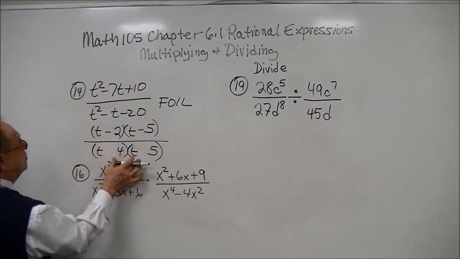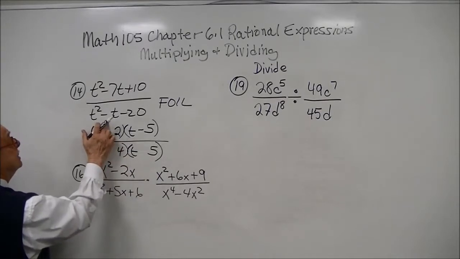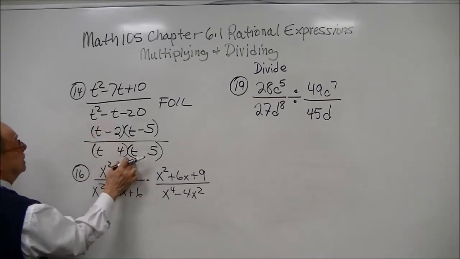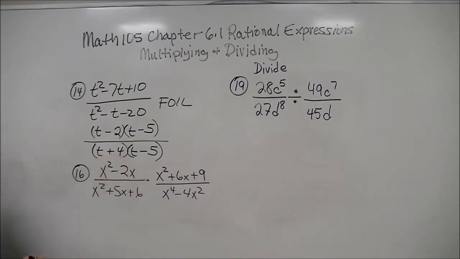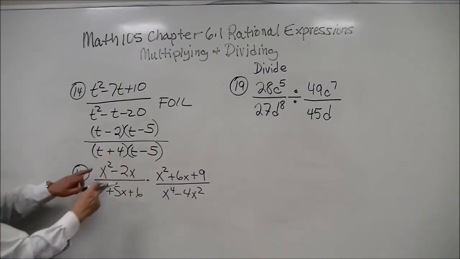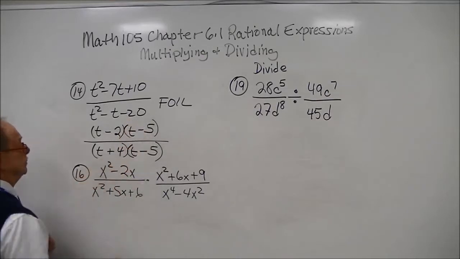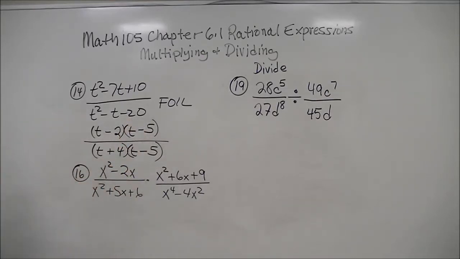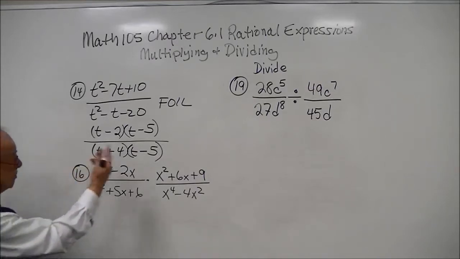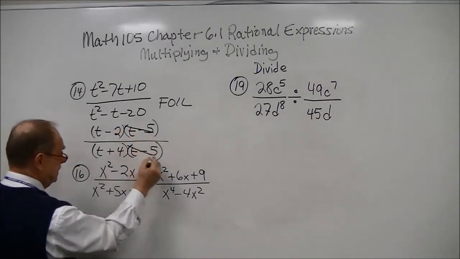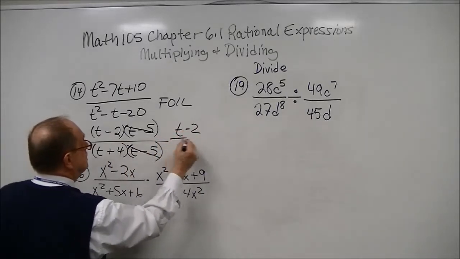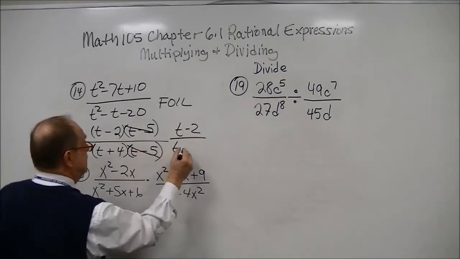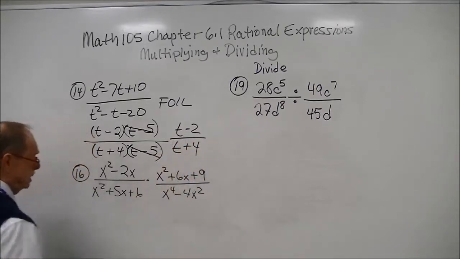Now for this bottom one, this middle term is a -1. So this is going to be negative, and this will be positive, because my last term here is a -20. And often, again, they're having you do this because somewhere something's going to cancel out. So your final answer is t minus 2 over t plus 4.